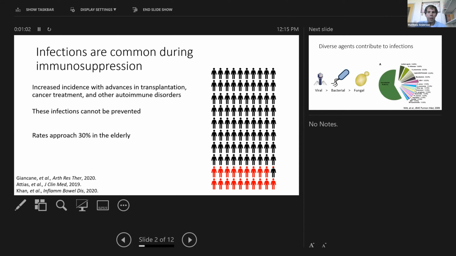You're currently seeing around 19.1% on average, depending on the kind of transplant or cancer treatment or autoimmune disorder that presents in the clinic, being complicated by an opportunistic infection.